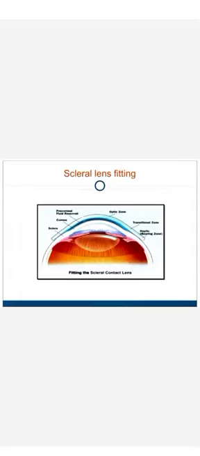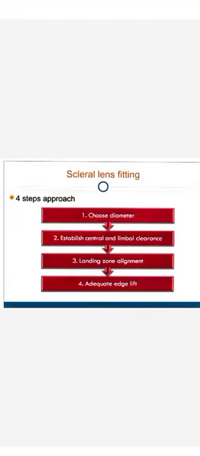Next, we are going to study scleral lens fitting. Scleral lens fitting is approached in 4 steps: choose diameter, establish central and limbal clearance, landing zone alignment, and accurate edge lift. These are the 4 steps of scleral lens fitting.